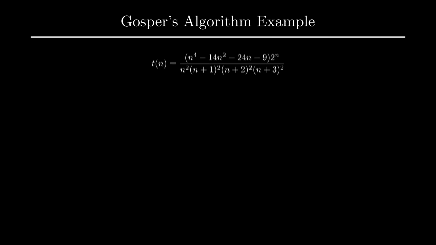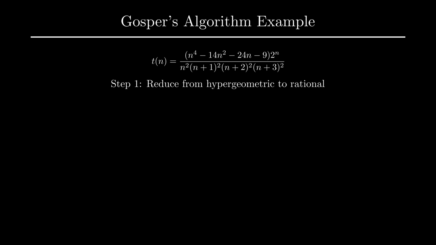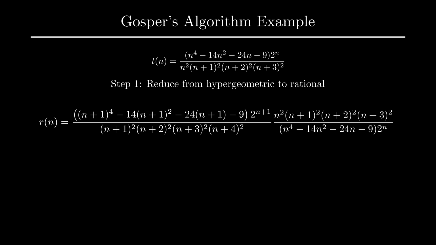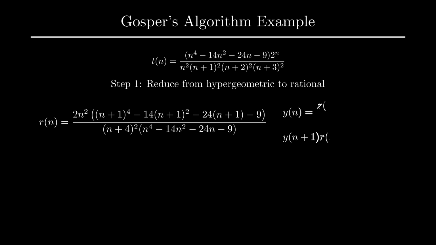First, we need to reduce from solving for a hypergeometric solution to solving for a rational solution. Let's calculate the successive term ratio R of n. Expand, then cancel the factors to simplify. We are going to try and solve for a rational y of n in this recurrence, which would allow us to find z of n.